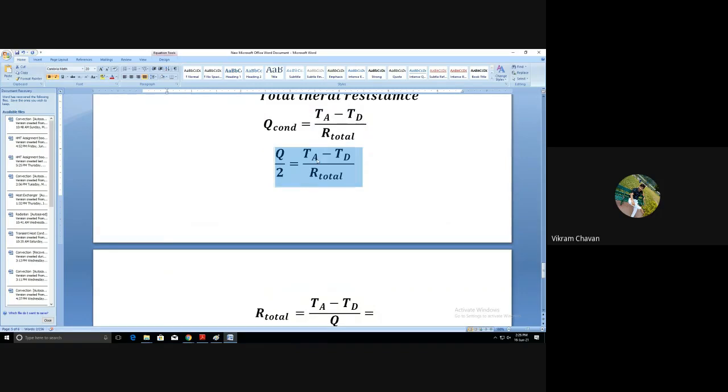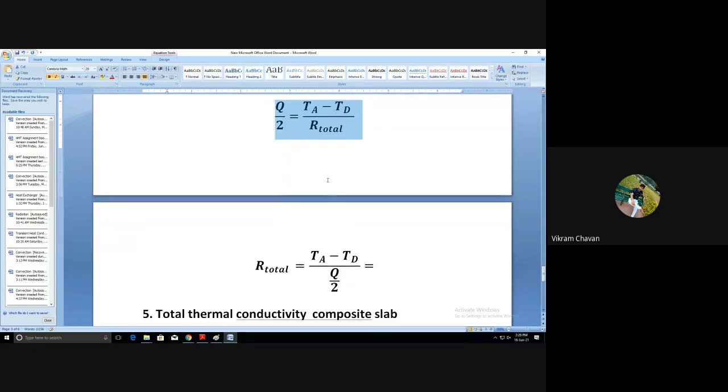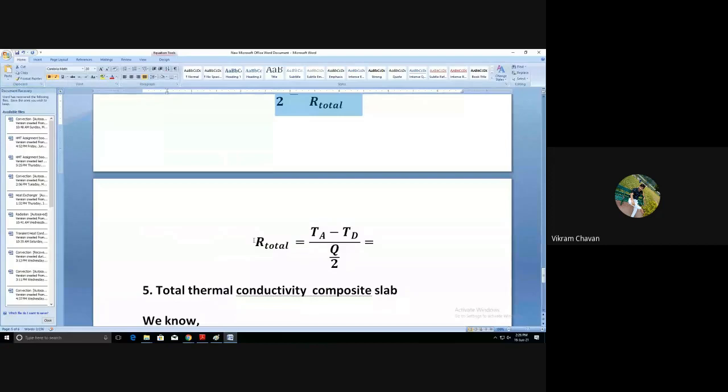So we know Ta after the observation table, we know Td, and we know Q. So the only unknown is R total. R total, the total thermal resistance offered by the composite slab or composite wall, can be determined: R total will be equal to Ta minus Td divided by Q by 2. And that will be the first finding of this experimentation, that is R total.